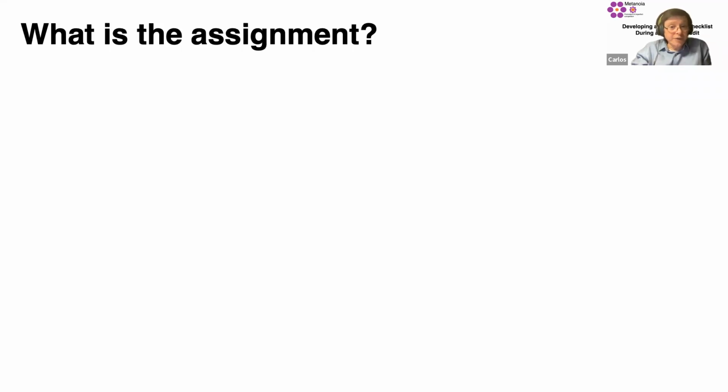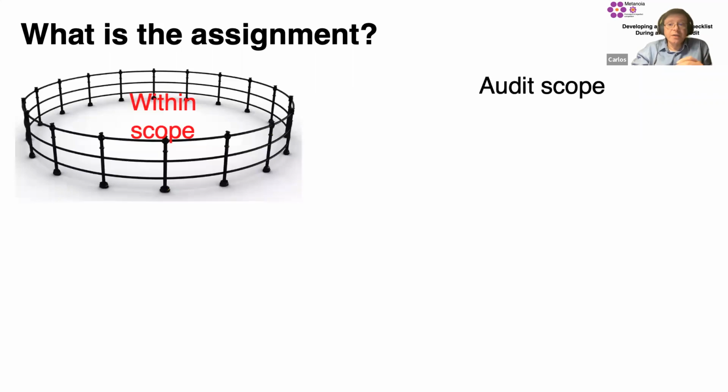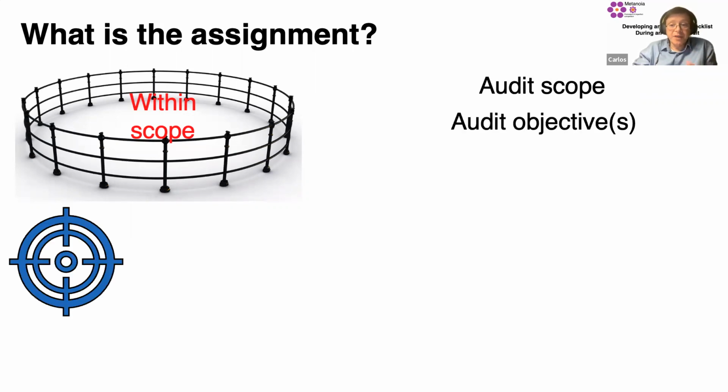You are informed about the audit scope, that is the boundaries, the limits of your audit. With this information, you may determine which processes, which departments, which products or services, which functions are going to be included in your audit. You are also informed about the audit objectives, the purpose of the audit.